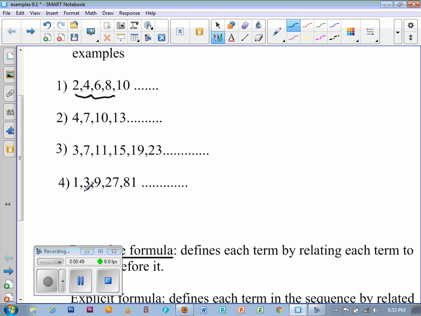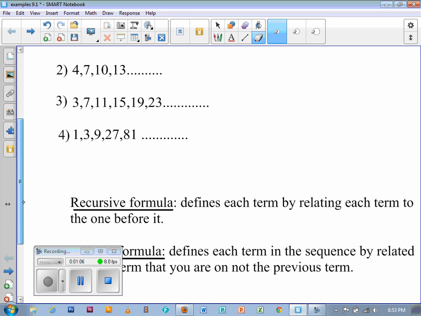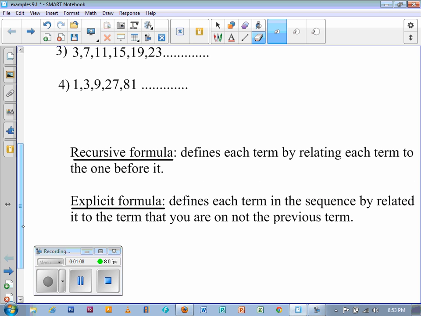3 times 1 is 3. 3 times 3 is 9. 3 times 9 is 27. 3 times 27 is 81. Now, to express these sequences and find out what future terms are, we can use formulas to do this. The first formula I'm going to present to you, and Pearson will also present these formulas to you in a different way. The first formula is called the recursive formula.